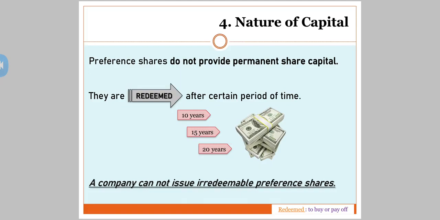Redeemed. The meaning of the word redeemed is to buy back or to pay off. I would pay the money to the preference shareholders and I will get the shares back. When we say they are redeemed after a certain period of time, it may be 10 years, 15 years, 20 years, 25 years or any other number of years, but in the lifetime of the company it has to pay back money to the preference shareholders and get their shares back. The company has to redeem its preference shares. A company cannot issue irredeemable preference shares. That is, a company has to pay its capital back to the preference shareholders. A company cannot issue irredeemable preference shares.